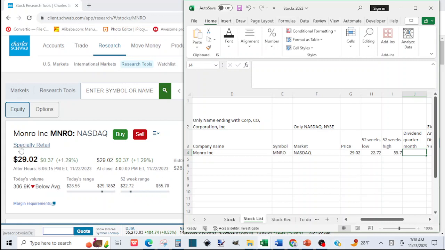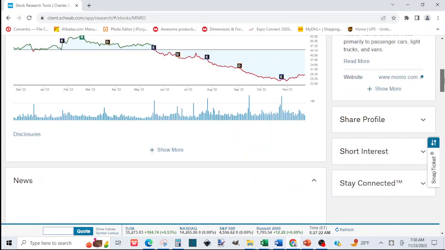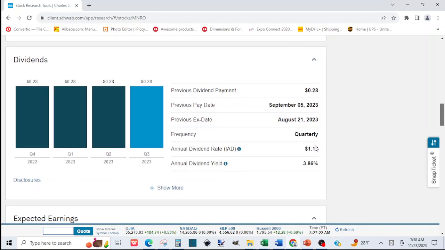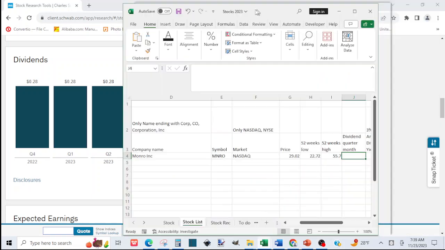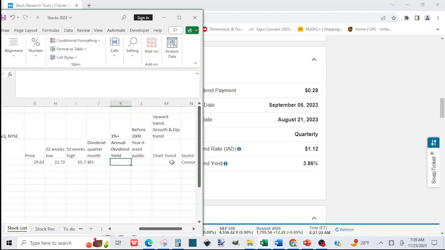Keep in mind that the price changes, and those 52 weeks low and high change as well. You just want them on your spreadsheet for record purposes. And then you scroll down to dividend, and under dividend, this one pays in September too. When you have two dates, I like to go with the latest date. So that'll be month 3, and the dividend is 3.86%.